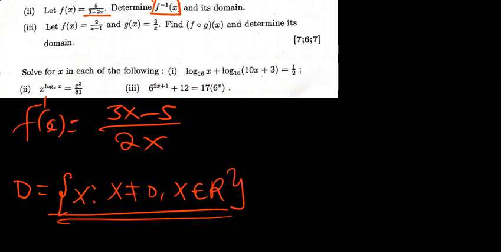So now from here, what we have to do is, this is the domain and this is the inverse. Unless you have problems on how to represent this domain in set builder notation.